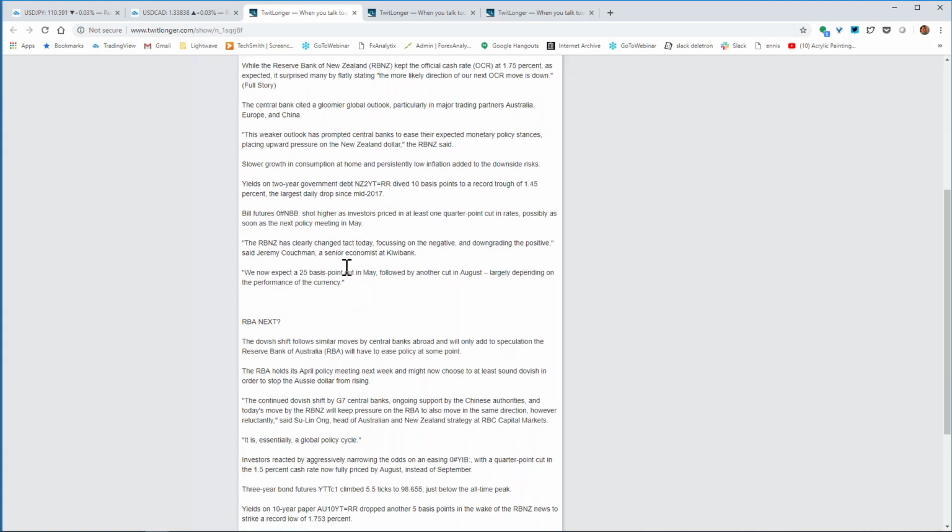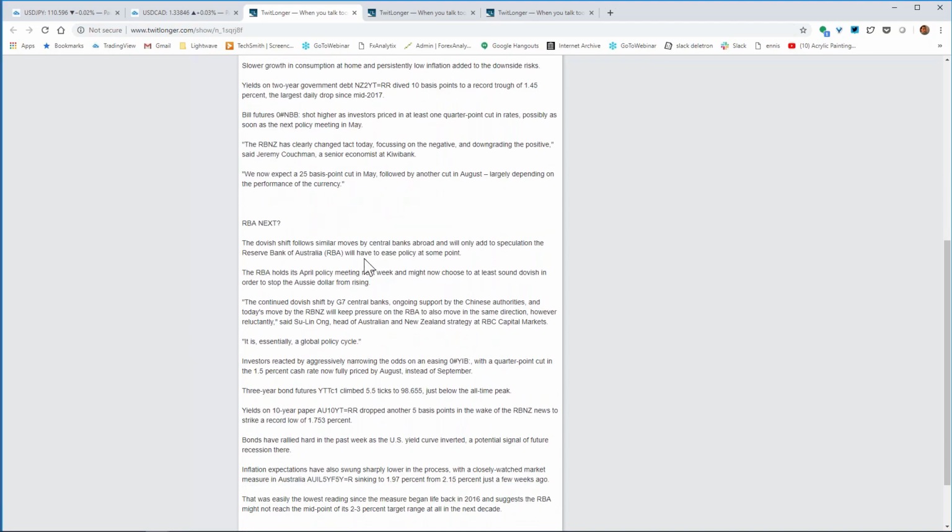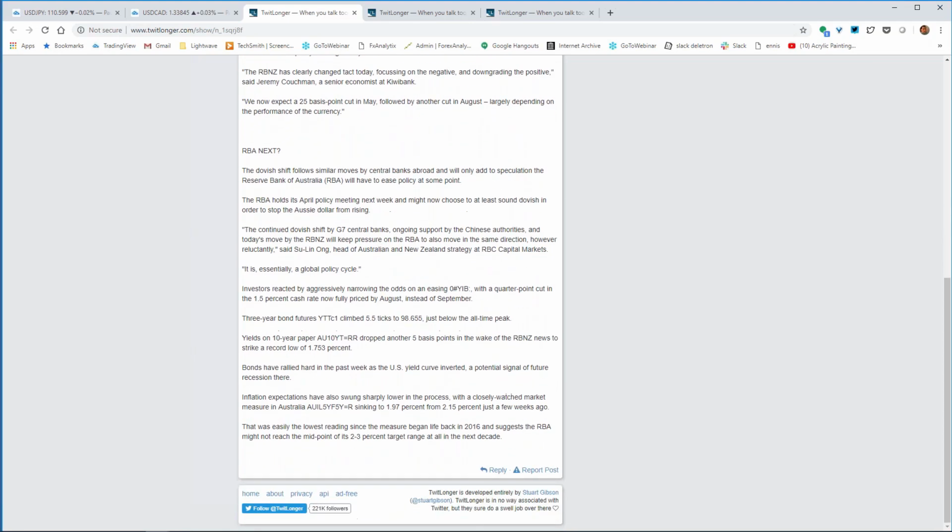The RBNZ has clearly changed tack today, focusing on the negative and downgrading the positive, said Jeremy Couchman, economist at Kiwibank. We now expect a 25 basis point cut in May, followed by another cut in August, largely depending on the performance of the currency. The dovish shift, similar to moves by central banks abroad, will only add to speculation that the RBA will have to ease policy at some point.